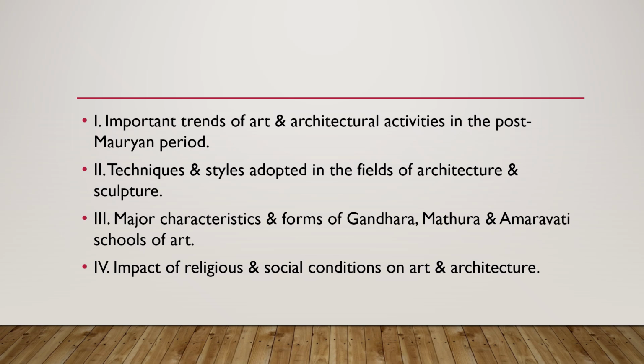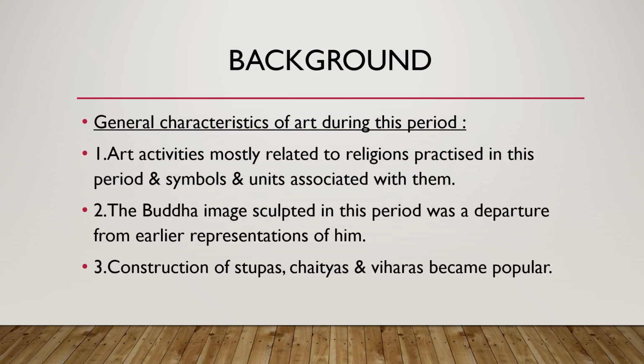period. So, when we talk about the post Mauryan art, certain general characteristics of art during this period could be outlined. Art activities in this period were mostly related to religions practiced in this period and symbols and units associated with them. The Buddha image, which began to be sculpted in this period, was a departure from earlier representations of him, and making of images for worship became common among other religions as well.